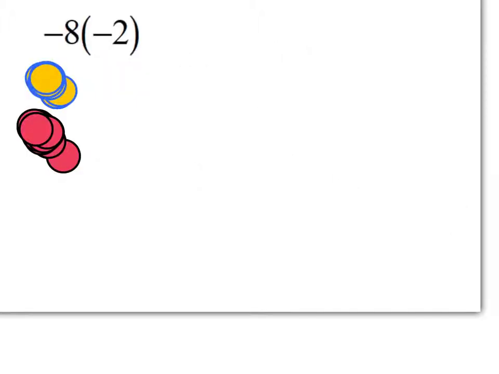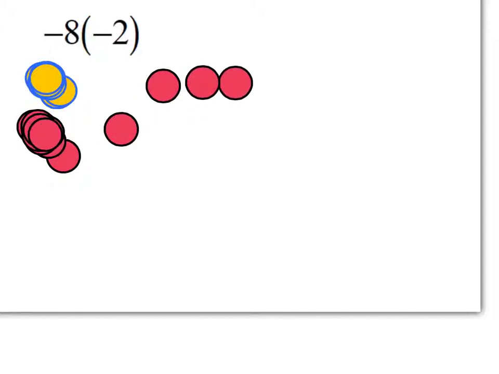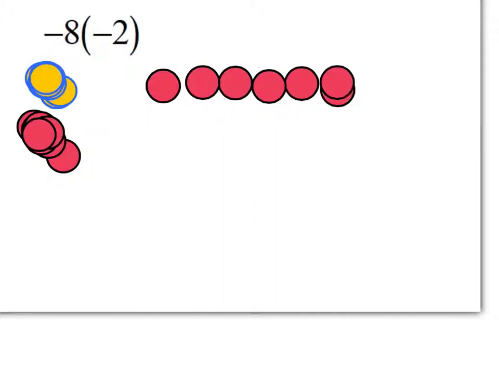Alrighty, now let's look at a negative times a negative. This is going to be our last example on this video today. And first we're going to need to grab -8 counters. So let's just bring those over. Okay, and we need them in groups of -2.